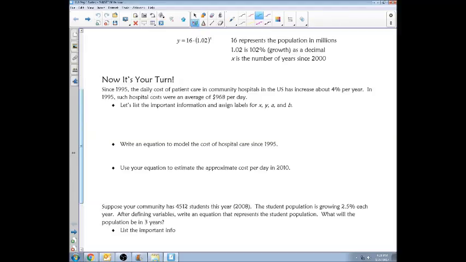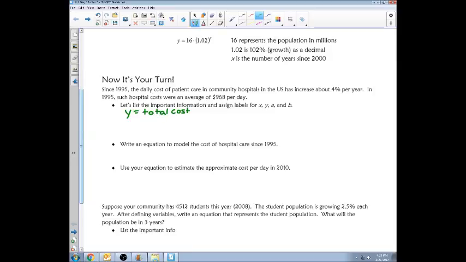Since 1995, the daily cost of patient care in community hospitals in the U.S. has increased about 4% per year. In 1995, such hospital costs were an average of $968 per day. Let's list the important information and assign labels for X, Y, A, and B. Well, remember that Y is my total, the thing I'm looking for. So what in this problem are we looking for? Well, the total cost.